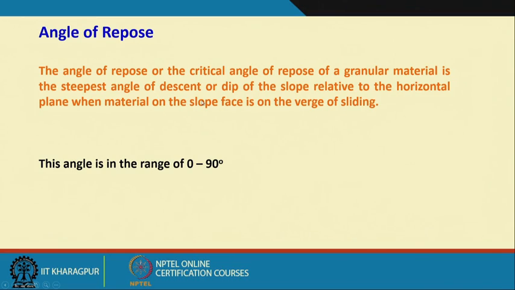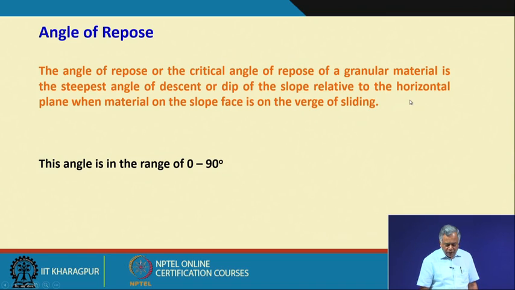Another important property is the angle of repose. So, what is the angle of repose? The angle of repose, or the critical angle of repose, of a granular material is the steepest angle of descent or dip of the slope relative to the horizontal plane when material on the slope face is on the verge of sliding.